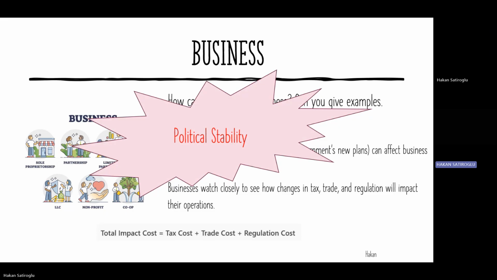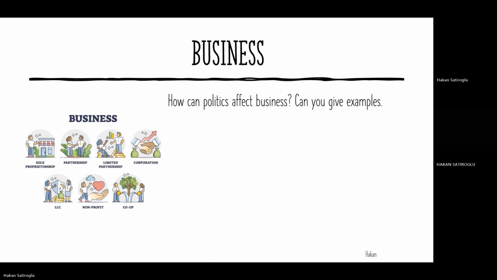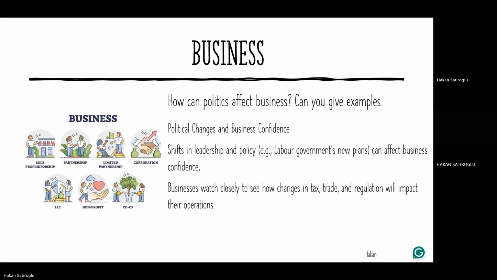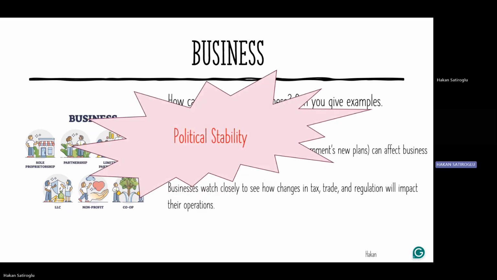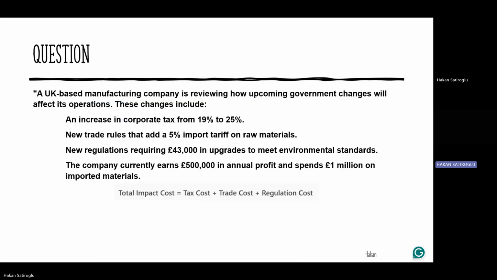So maybe I can make a small calculation for you. Total impact cost of the political change could be tax cost, trade cost, and regulation cost. Okay, this is political stability. So a small question for you now on the next slide, and I want you to stop here. There's a formulation down here: total impact cost equals tax cost plus trade cost plus regulation cost.